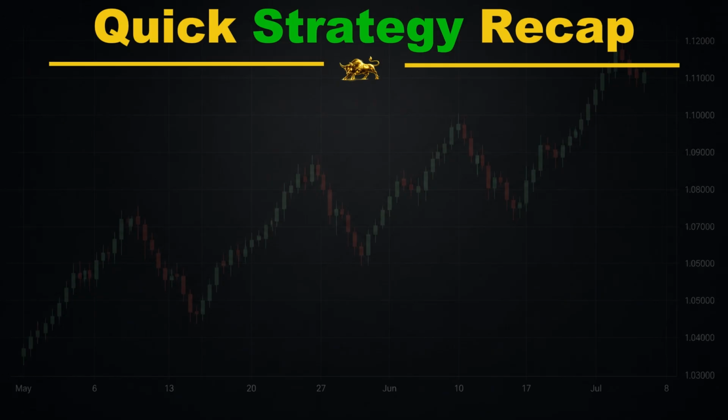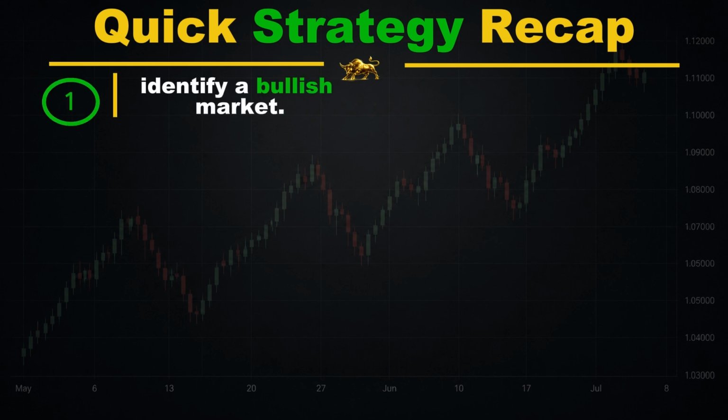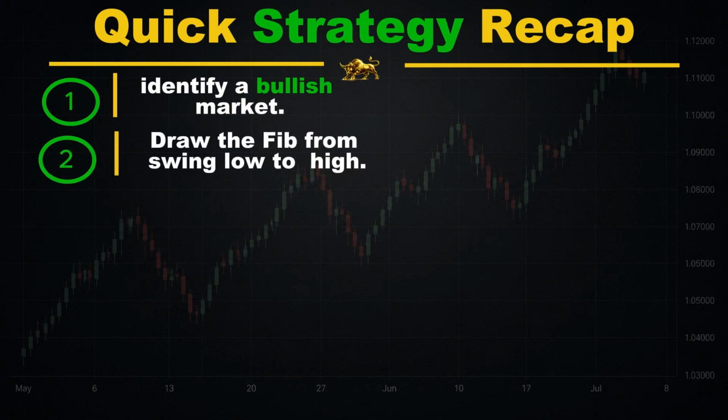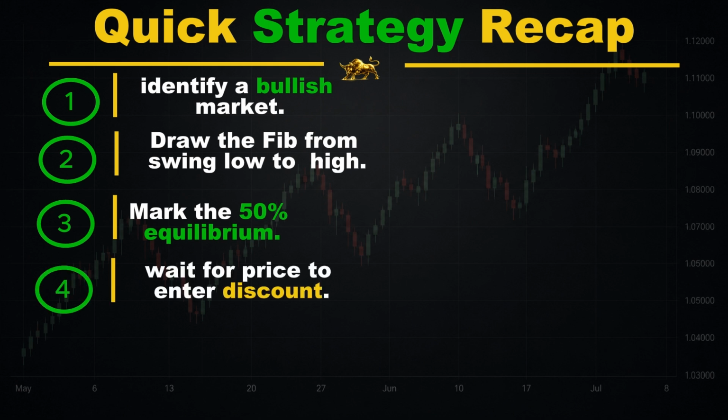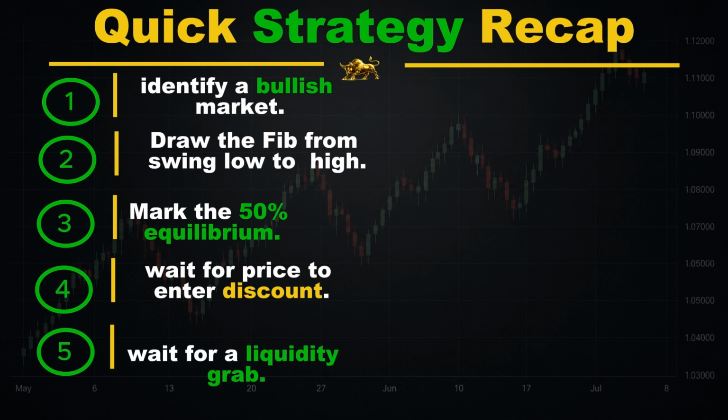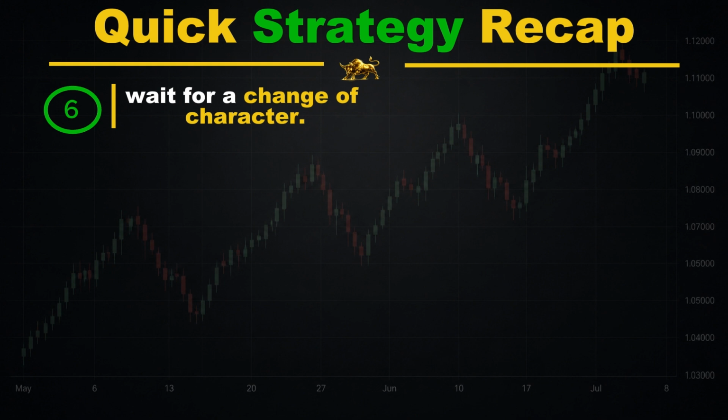Now let's quickly recap the full strategy. Step 1, identify a bullish market. Step 2, draw the fib from the swing low to the swing high. Step 3, mark the 50% equilibrium. Step 4, wait for price to enter discount. Step 5, wait for a liquidity grab. Step 6, wait for a change of character.